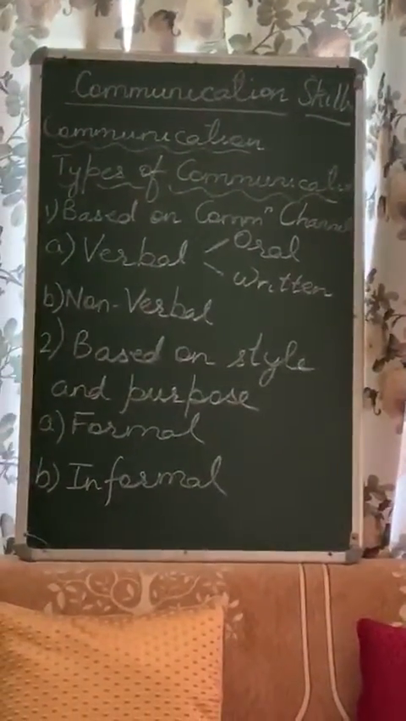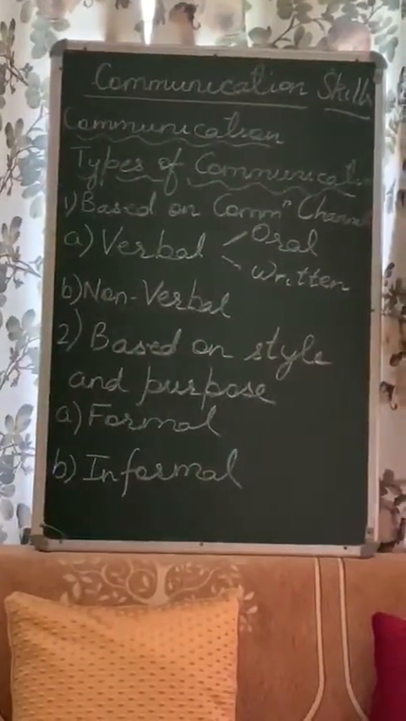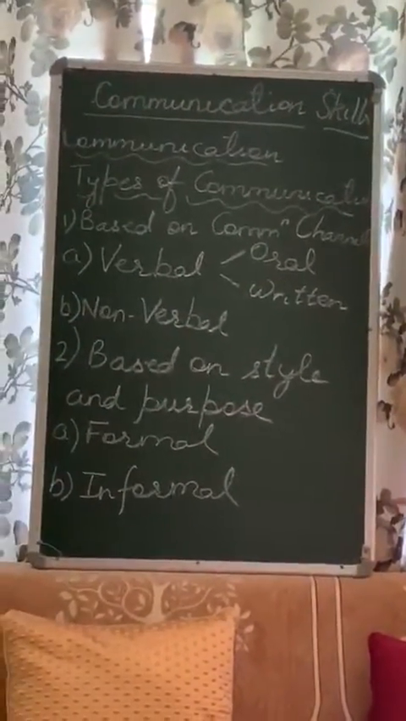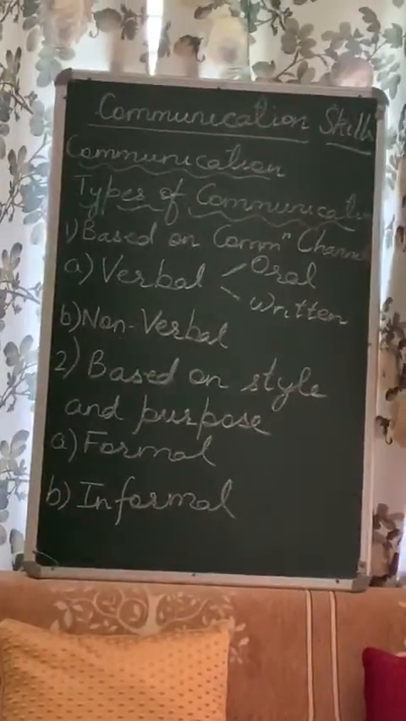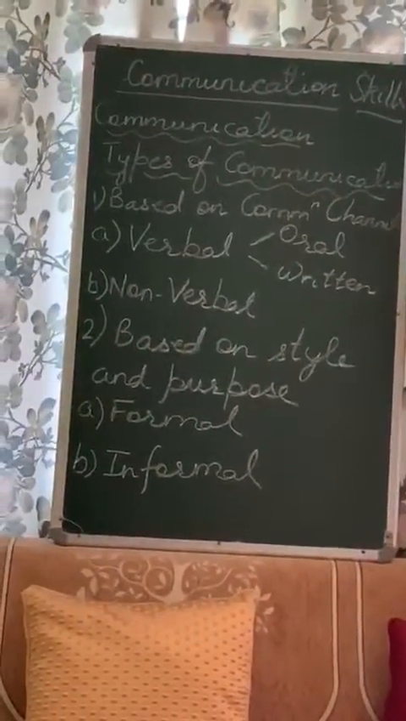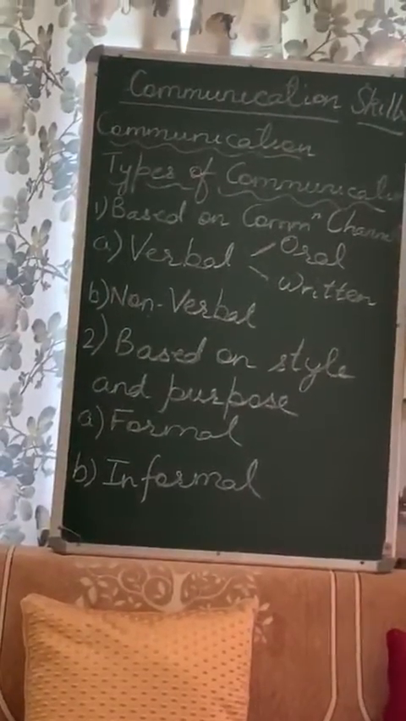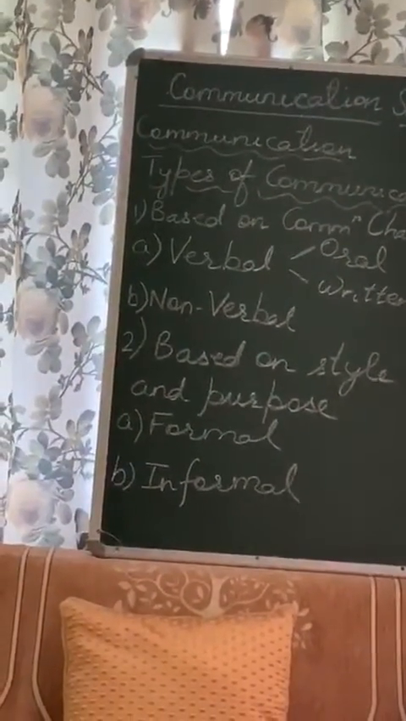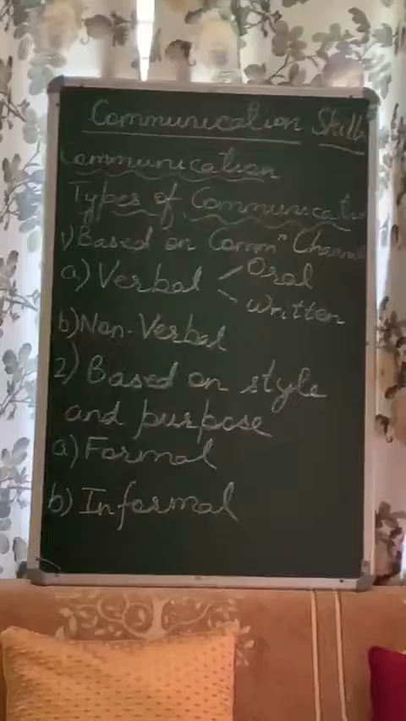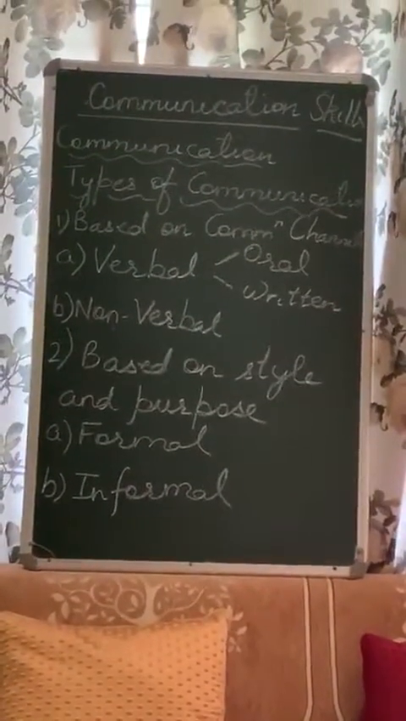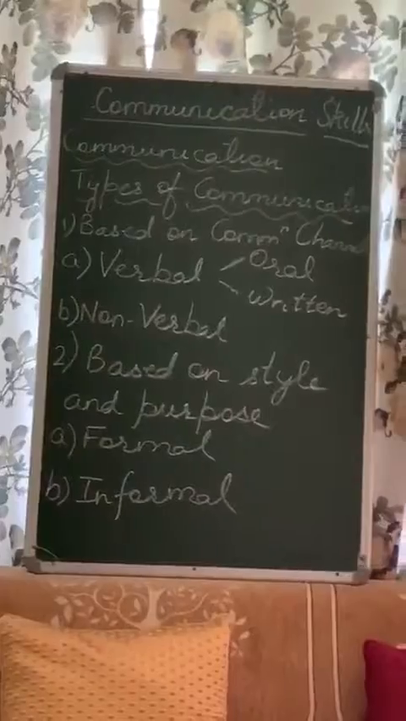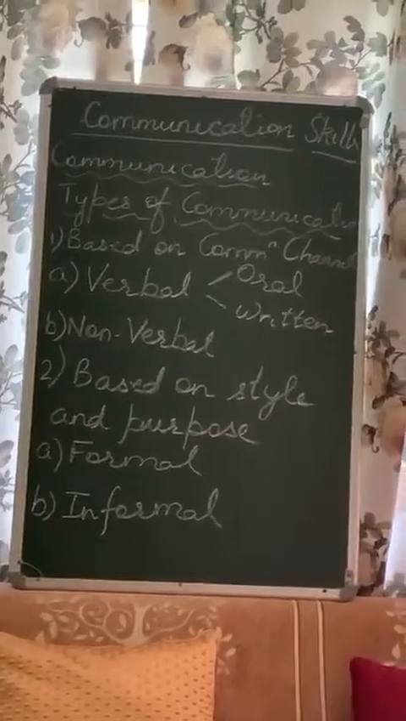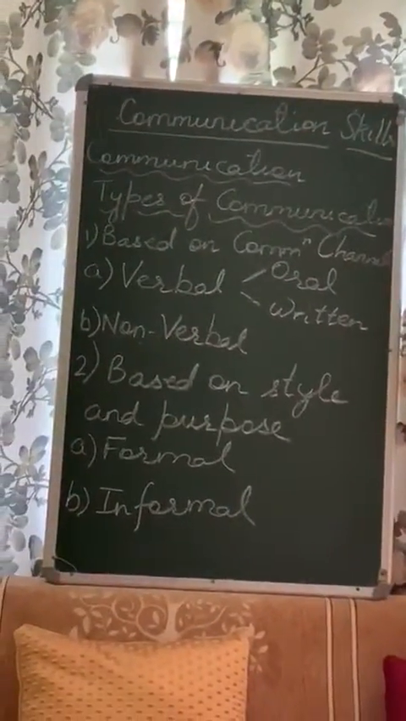Now the various types of communication are divided on the basis of communication channel and on the basis of style and purpose. On the basis of communication channel, we have two types, verbal and non-verbal. Verbal, as the name suggests, means communication that is done by speaking. It is divided into oral and written. Oral is when we speak and communicate our ideas to other people. And written is the things we write and then read out, that is written communication, and it is also a type of verbal communication.